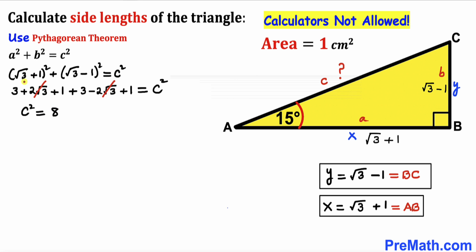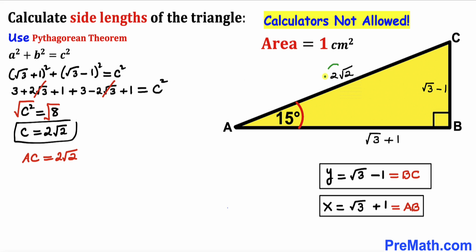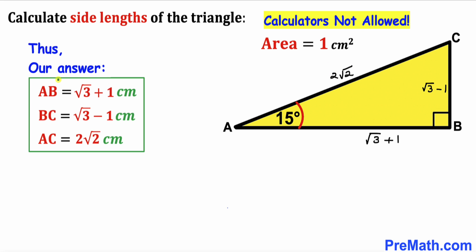Let's go ahead and undo this square by taking a square root on both sides. So therefore c turns out to be equal to, and we can see that the square root of 8, if we simplify, that is going to be 2 times square root of 2. So therefore c value turns out to be 2 times square root of 2. So thus our AC length turns out to be 2 times square root of 2. And here are our AB, BC and AC lengths.